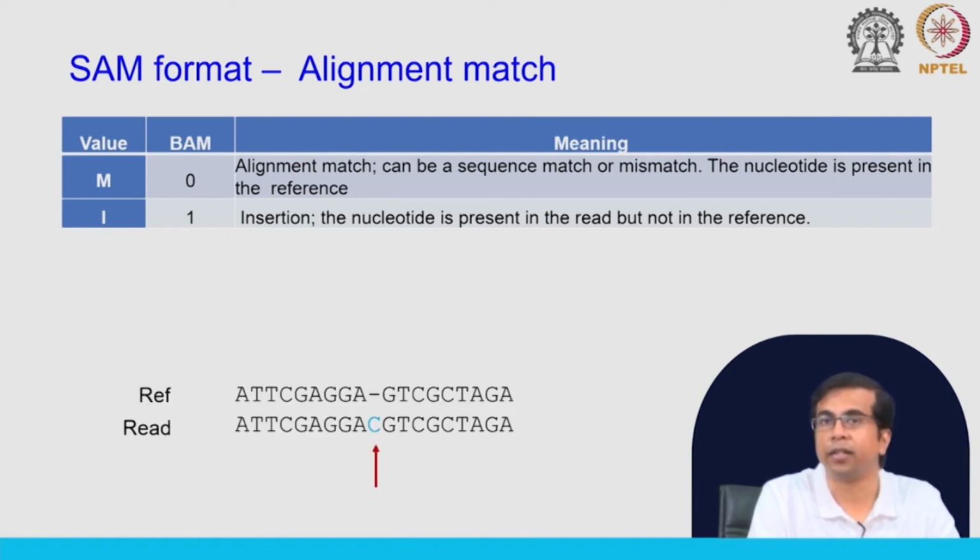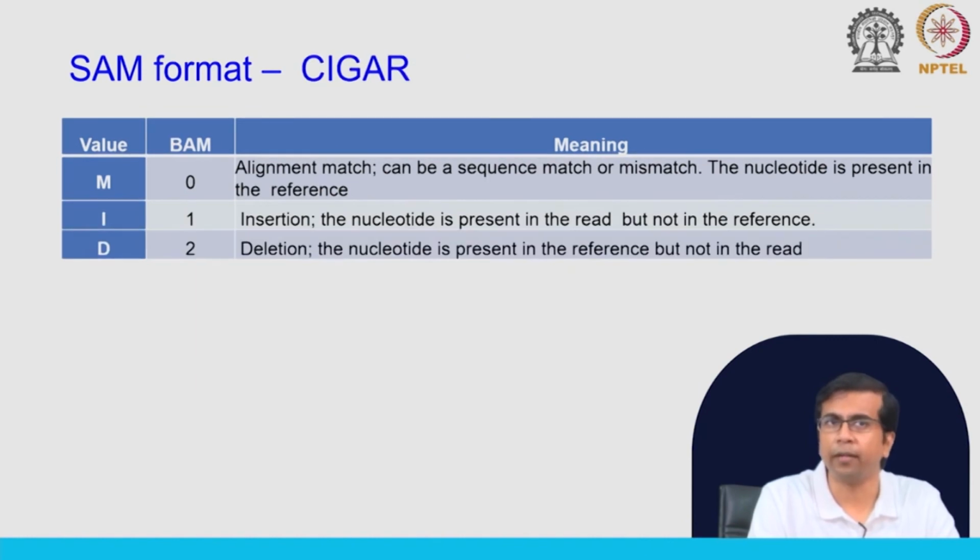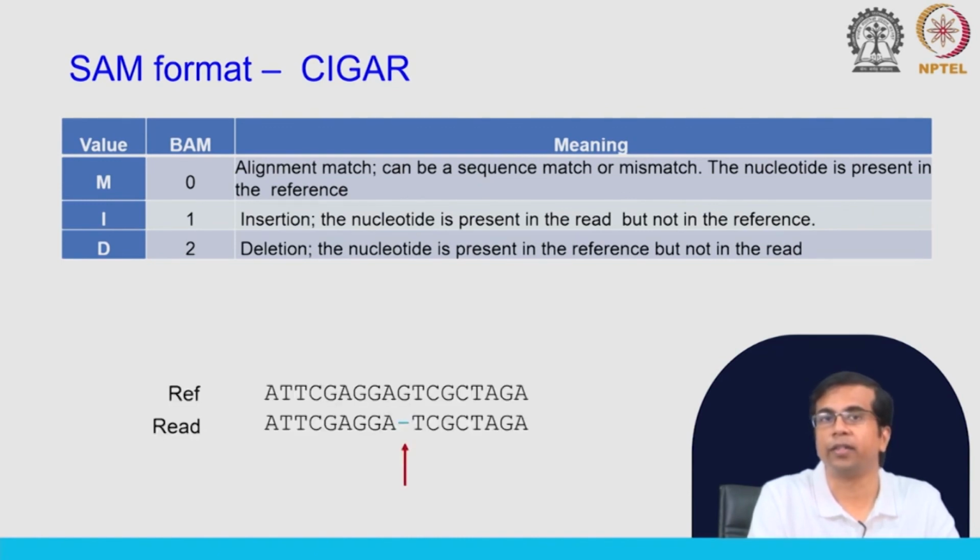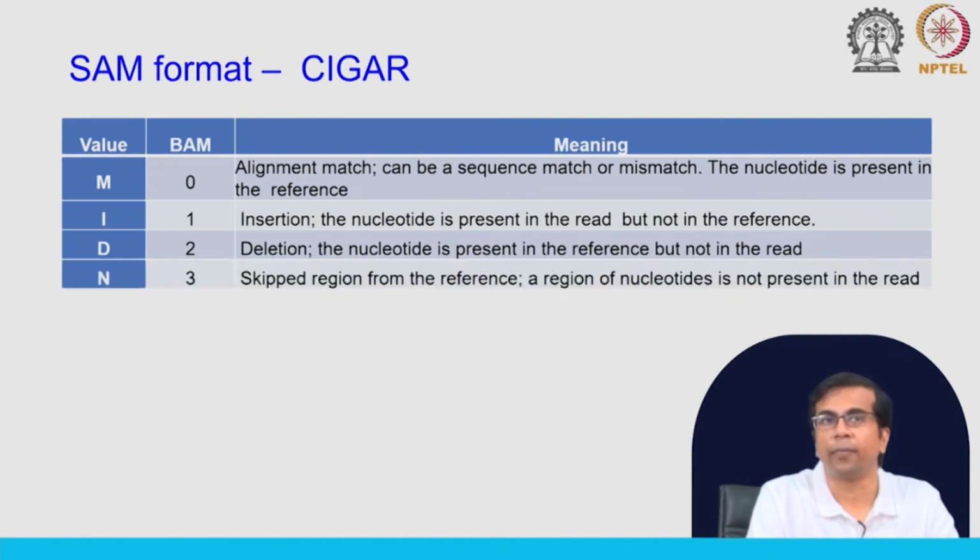So, this is an insertion in the read. Then you have D, which is the deletion. The nucleotide is present in the reference but not in the read, right. So, this has been deleted in the read. That is why we call it deletion, and this is an example. Here you see this G present in the reference but not present in the read. So, this would be a deletion.